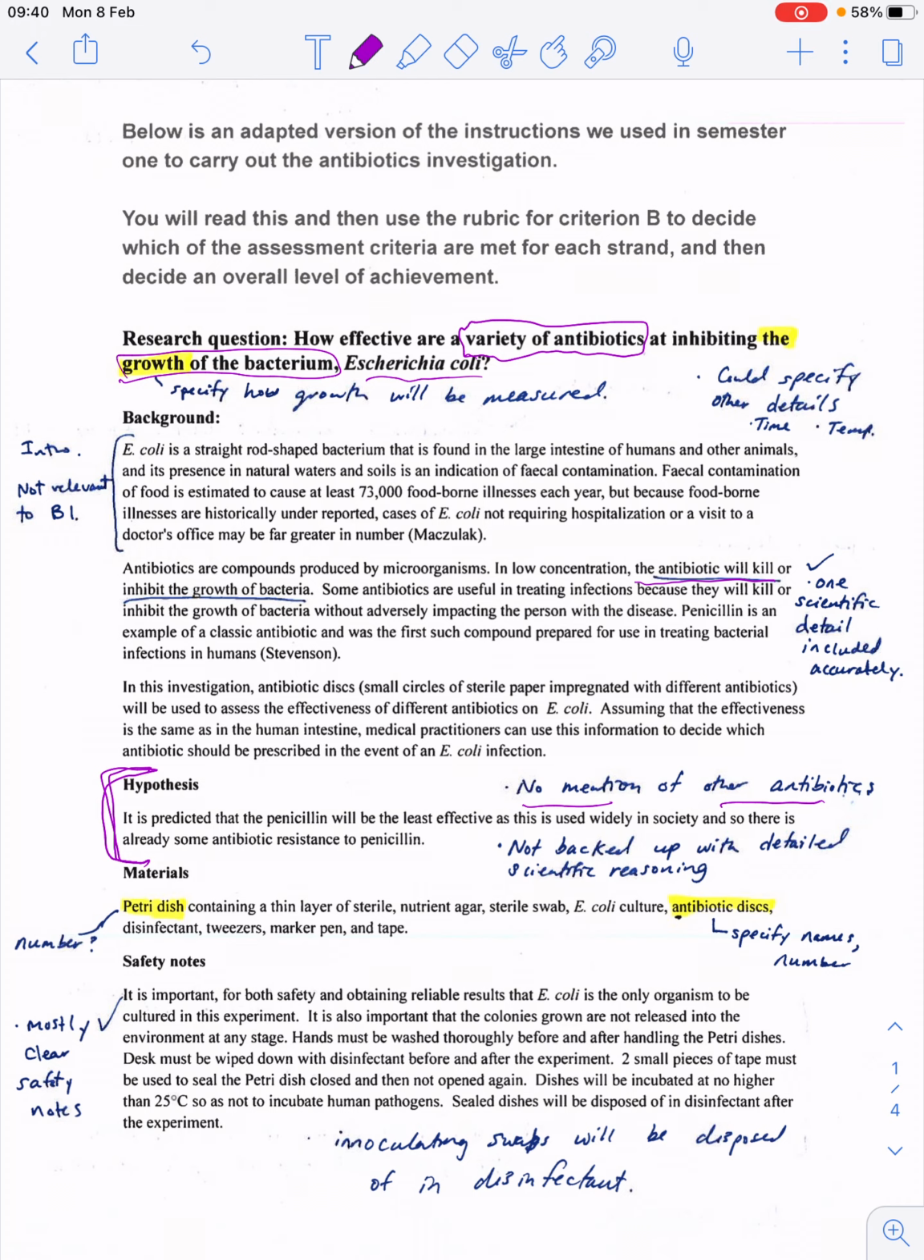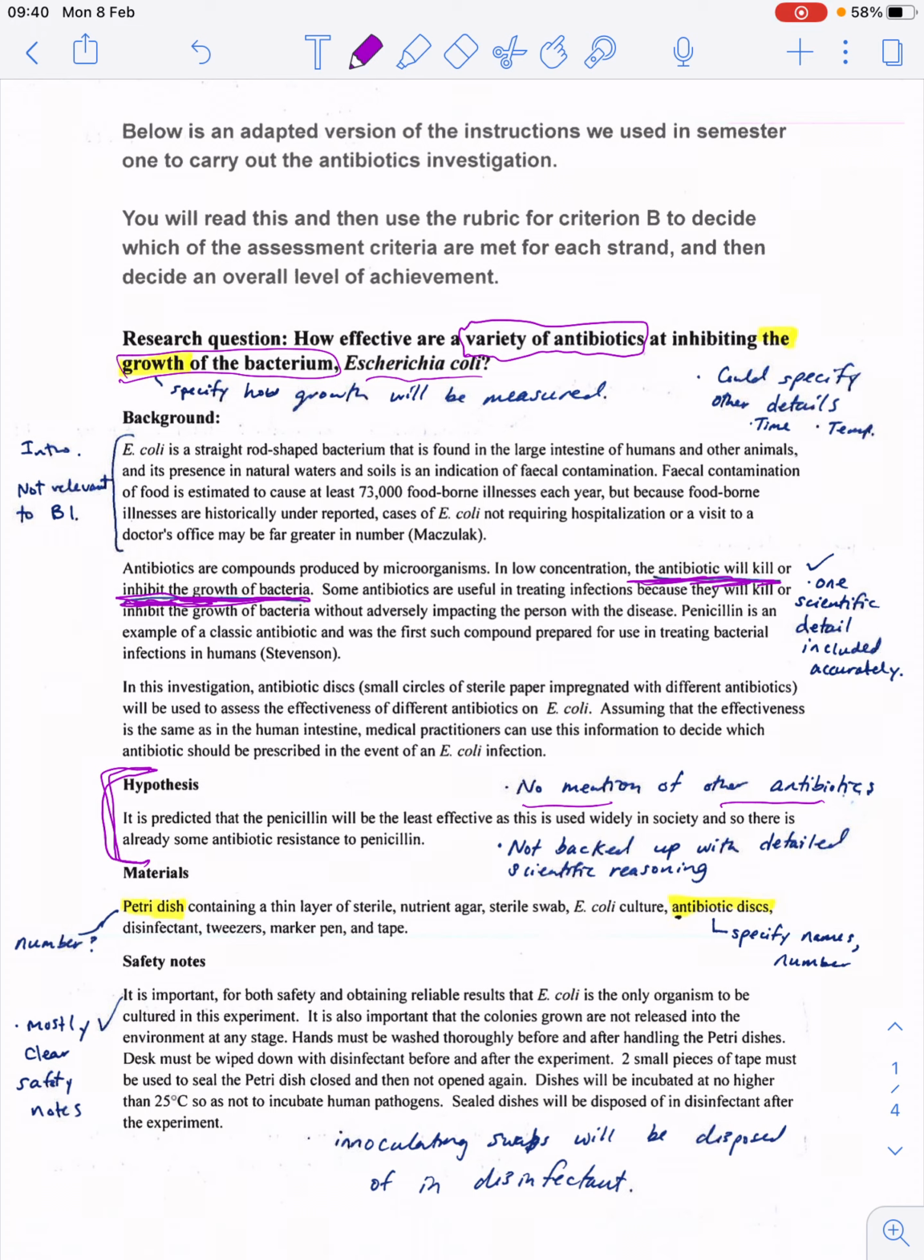The other thing is that prediction isn't really backed up with any scientific reasoning. There's really only one detail in this whole background section about antibiotics and how they work scientifically, which is that the antibiotic will kill or inhibit the growth of bacteria. That's a very general bit of scientific reasoning. It's true, but it's not specific to penicillin. It's not specific to any of the other antibiotics. So there's not really any scientific reason for why penicillin would be the least effective that's outlined in this background info.